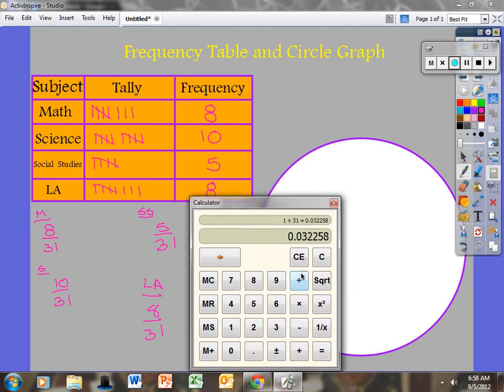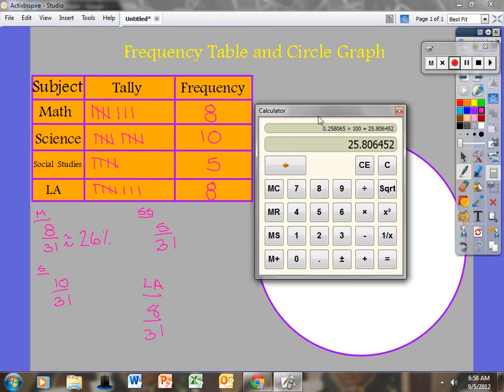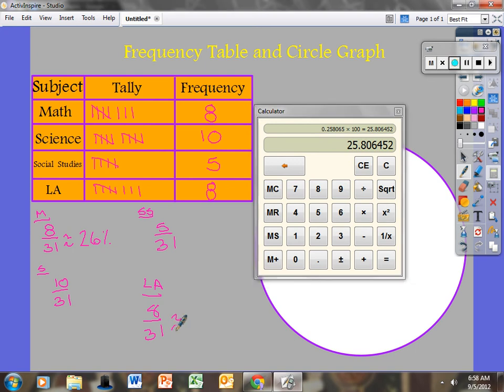So 8 out of 31: 8 divided by 31 gives me this decimal, but I want a percent, so I'm going to multiply by 100 because all percents are out of 100. I'm going to do an approximation here. I see it's 25 and 8/10. I'll round that to the nearest whole number, which gives me roughly 26%. The squiggly equal sign means approximately. So approximately 26% of the kids I polled chose mathematics as their favorite subject. Language arts would also be 26% because they're the same part, 8 out of 31.